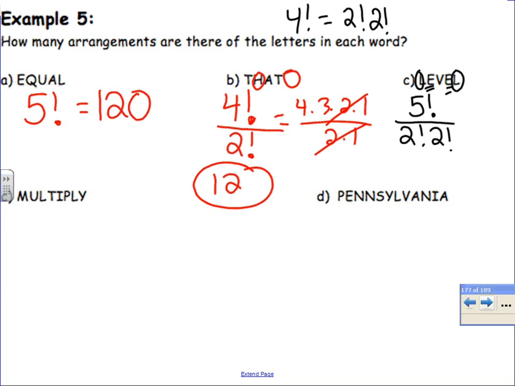On your calculator, if you're putting this on your calculator, you have to use parentheses. So you have to do 5 factorial divided by 2 factorial times 2 factorial in parentheses. If you don't use parentheses, it's not going to work. Remember, the E's and the L's still have to be in a spot, but they're the same thing even if we flip-flop them. That's why you're dividing by those spots, the 2 factorial and the 2 factorial.